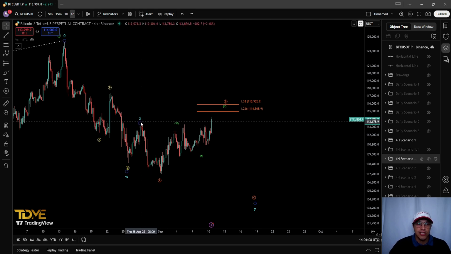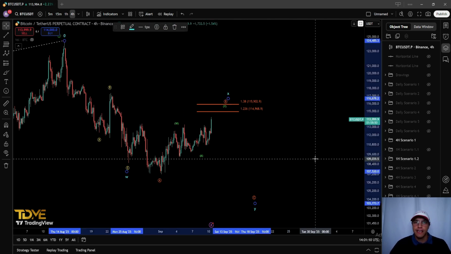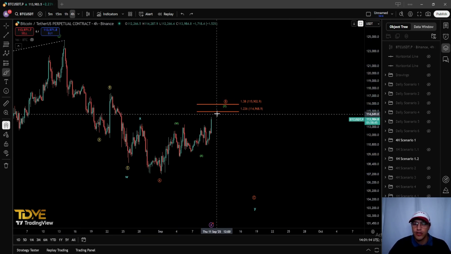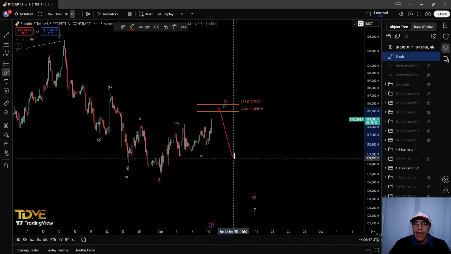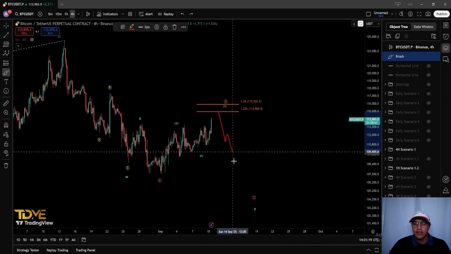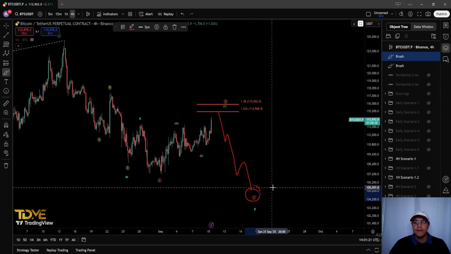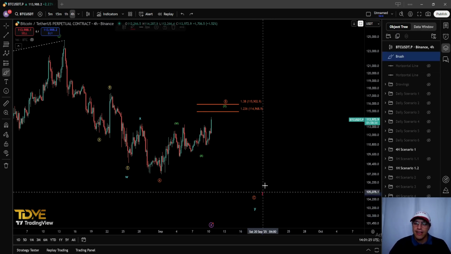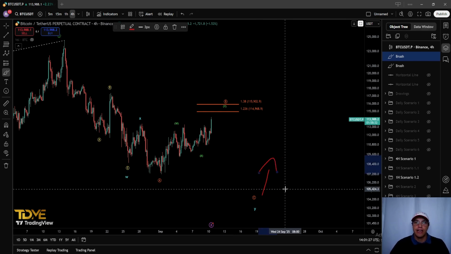This X is most likely going to be moved over here, right? Followed by that, but in the same target region, we should have either A, B, C down, or a 1, 2, 3, 4, 5 in a wave C to complete the wave Y. Then from there, same as the other targets, we would be moving up.